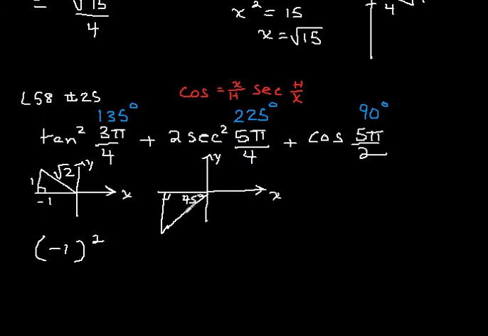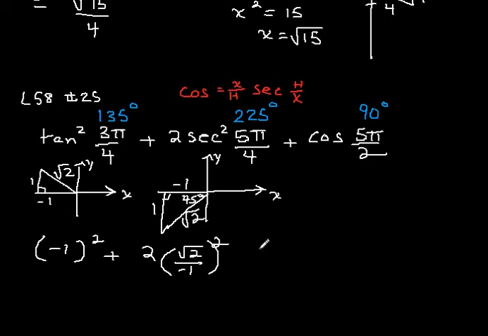And we know it's going to be 1, -1, square root of 2. And I know cosine is adjacent over hypotenuse, so secant is going to be hypotenuse over adjacent. So that's going to be 2 times hypotenuse over adjacent, which would be -1 squared.